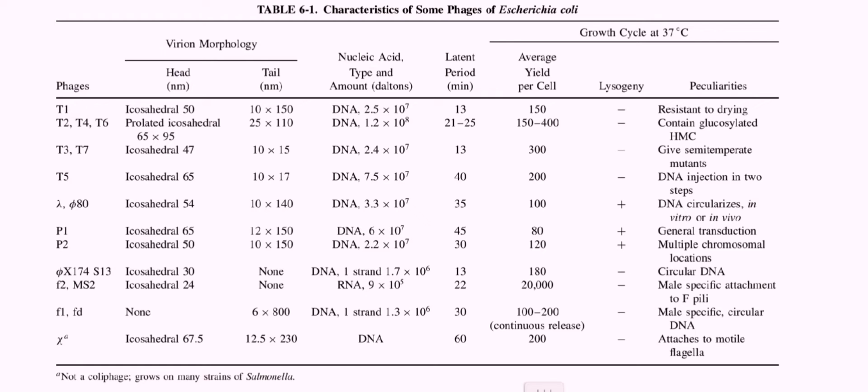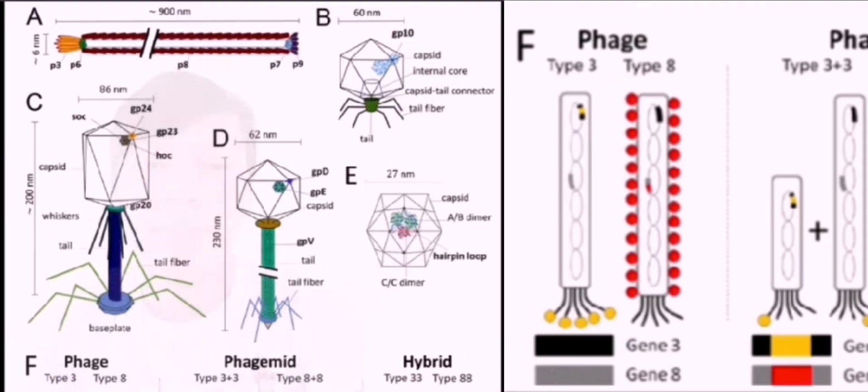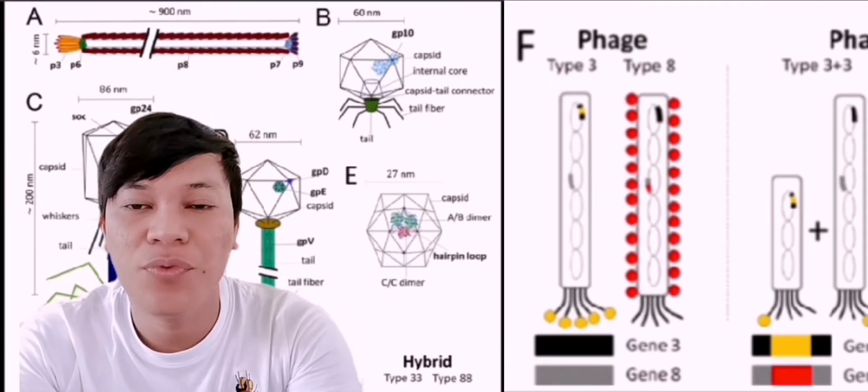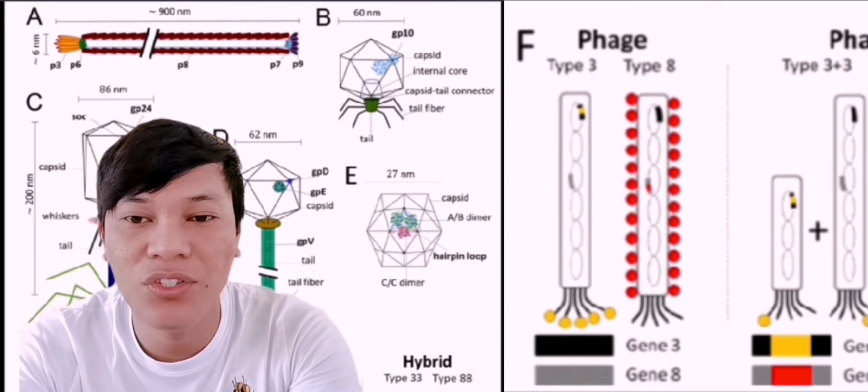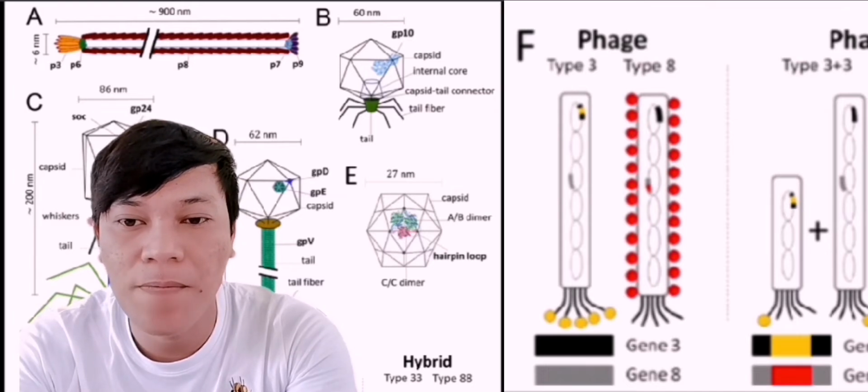The nucleic acid type and amount is DNA, having 2.5 × 10^7. The latent period is 13, and the average yield per cell is 150. The icosahedral 50 can resist drying. Bacteriophages range in size from 20 to 300 nanometers. Large phages are barely within the realm of resolution of the light microscope. For visualization of any details of viral structure, the electron microscope is essential.